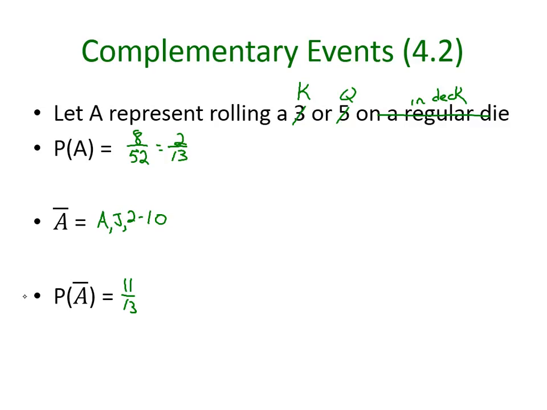Questions there? Probably would have been easier if I would have said the probability that we had a club, and it would have made A bar faster to write.